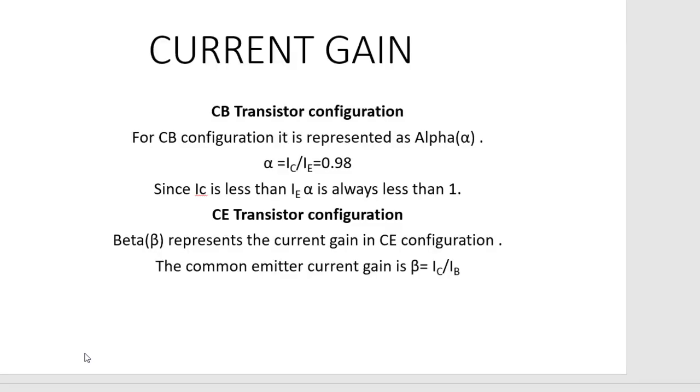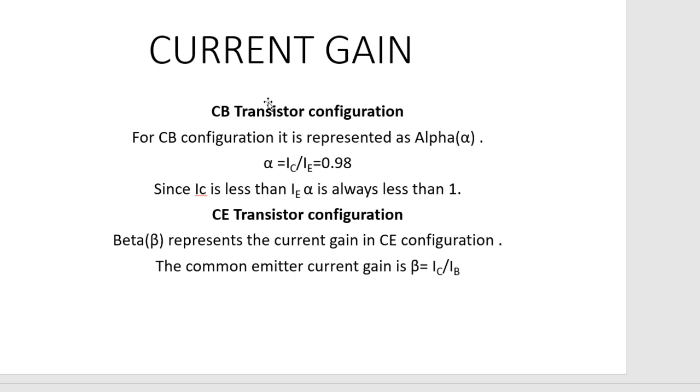In the last class we discussed the transistor characteristics of different configurations: the common base transistor configuration and the common emitter transistor configuration. Here we will define what is the current gain of a transistor. The current gain of any transistor configuration is defined as the ratio of output current by input current. It is nothing but the ratio of output current by input current.